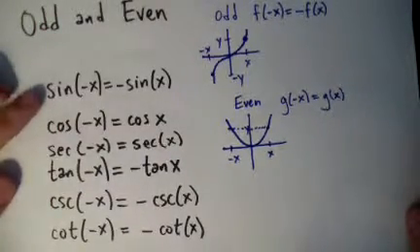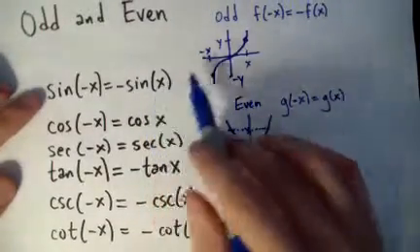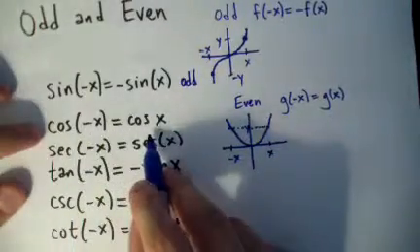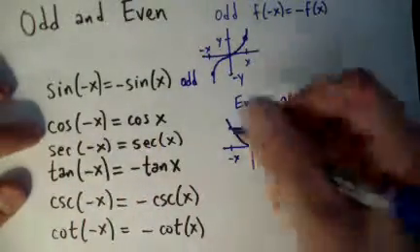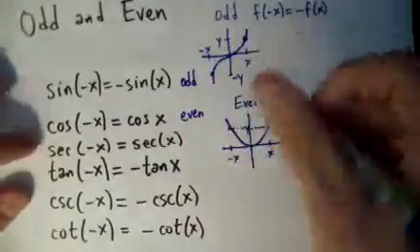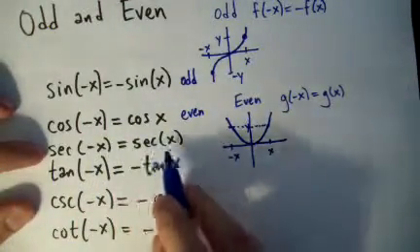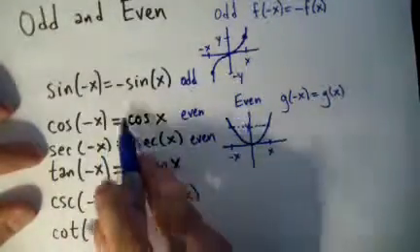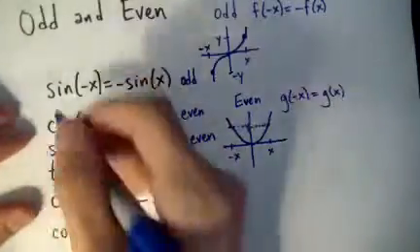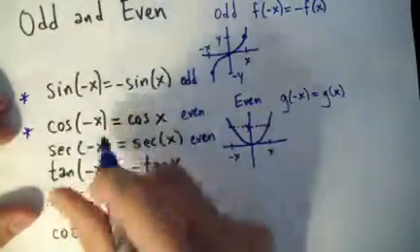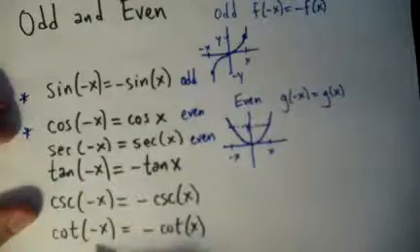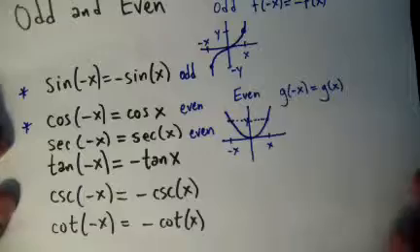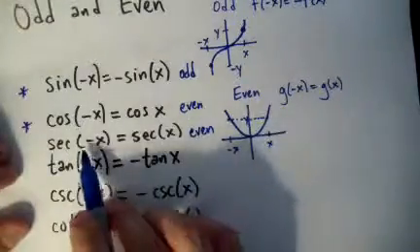So sine of minus x is equal to minus sine of x, that is odd. Cosine of minus x equals cosine of x, that is even. Secant of minus x equals secant of x, that's even. And you can notice that really all the rest of these, all you really need to know are the sine property and the cosine property, because all of these can be rewritten in terms of those functions, either using quotient rules or reciprocal rules. But anyway, let's keep going.